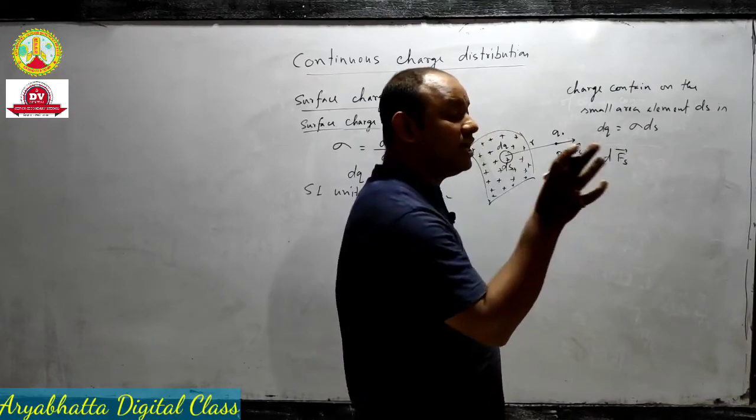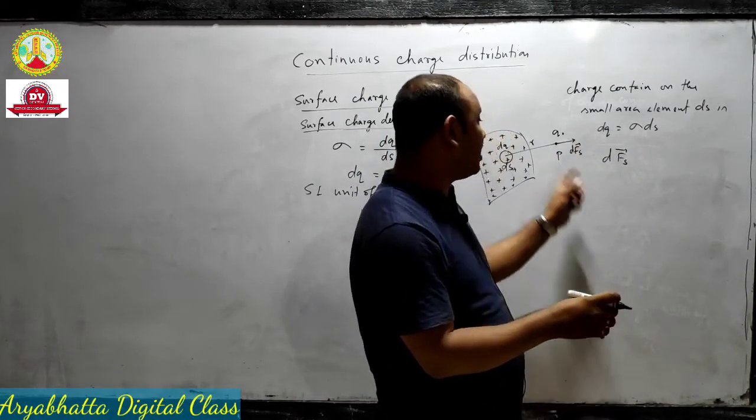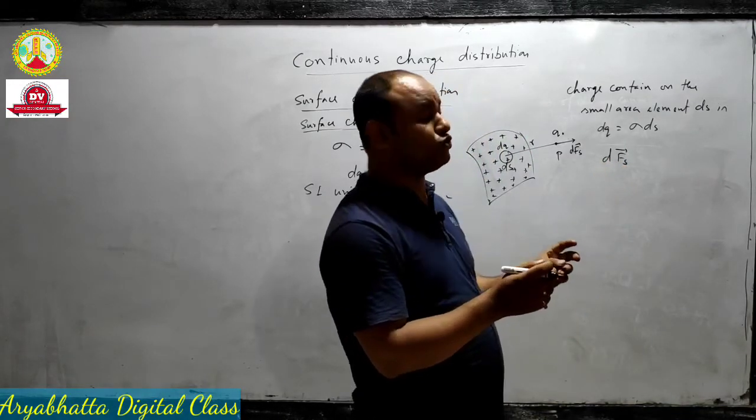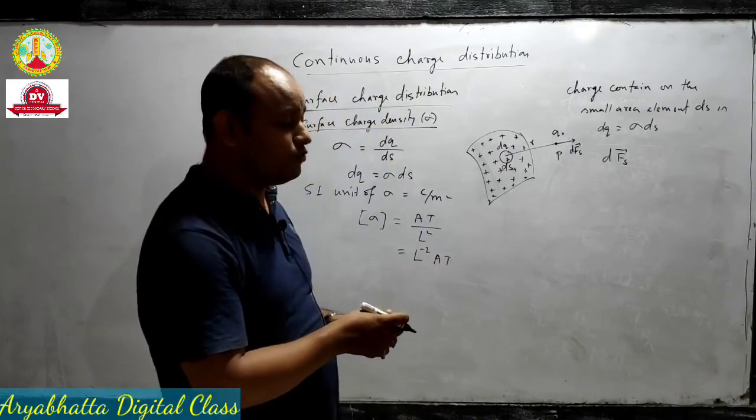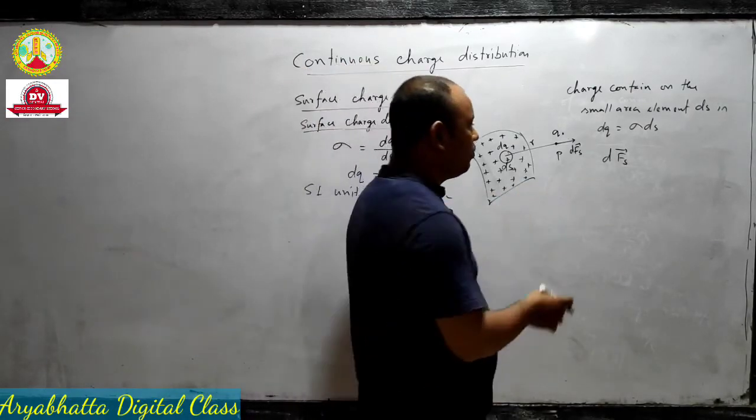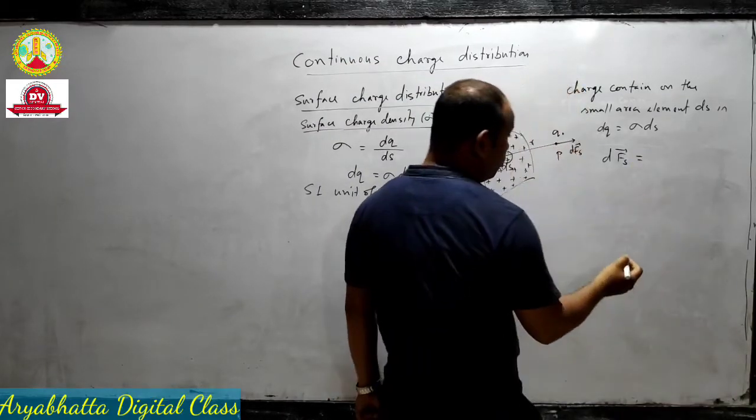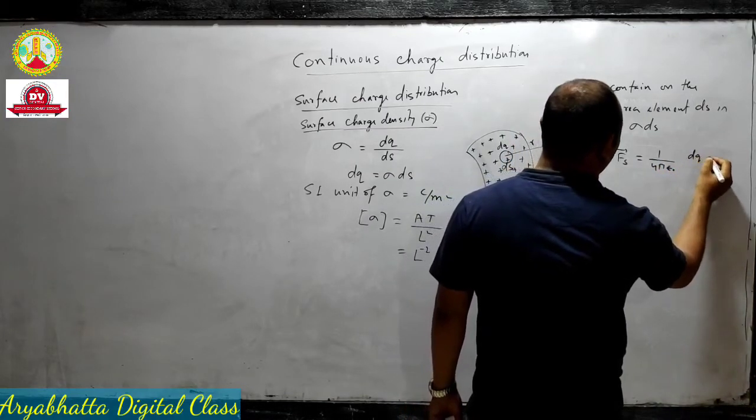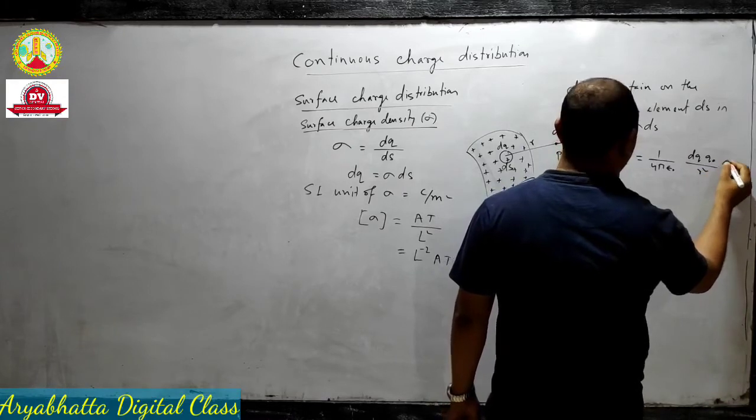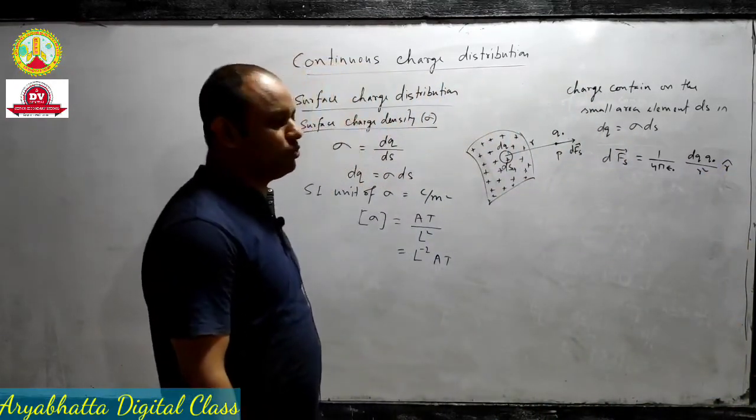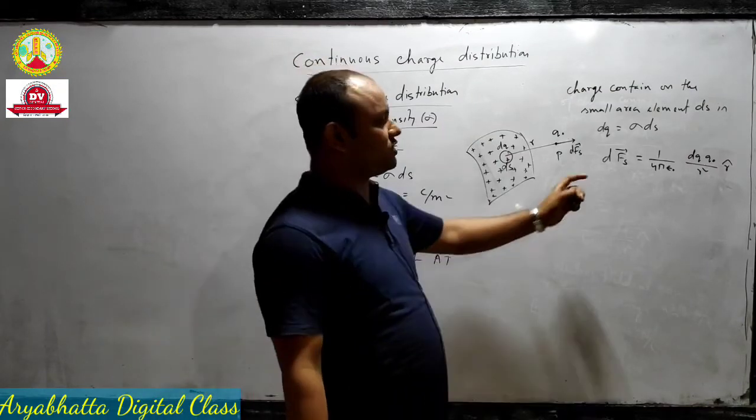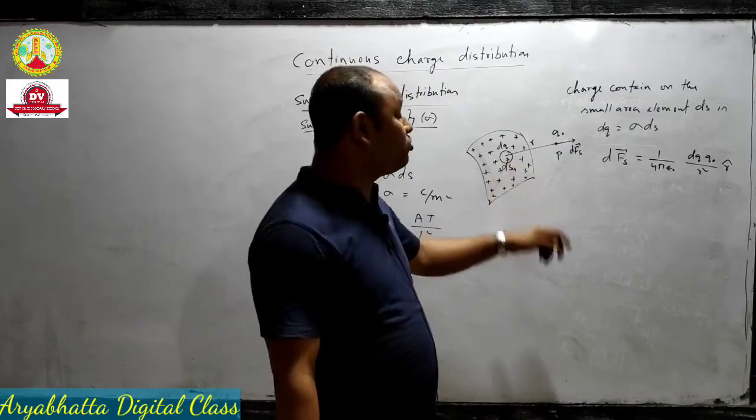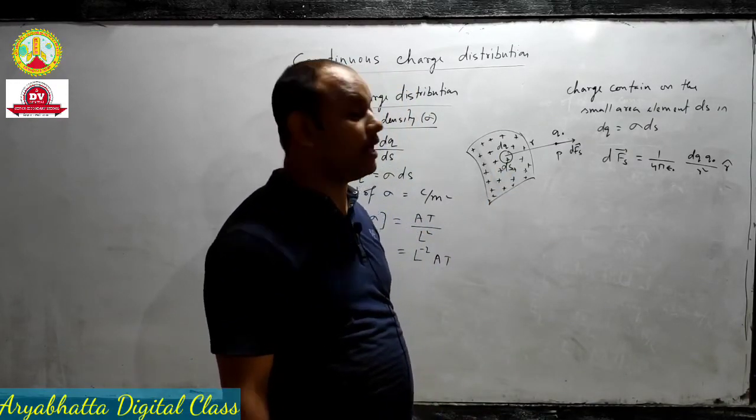dFs means force exerted upon a test charge q naught due to the surface charge distribution, and therefore the force will be very small because we have considered a very small element of charge. To represent small, we have written this letter d. Okay, and what is the dFs? It will be equal to, according to Coulomb's law, 1 by 4 pi epsilon naught dq q naught by r square r cap. Okay, this is the force exerted upon a test charge q naught due to a small amount of charge dq which is present in a small area element dS.